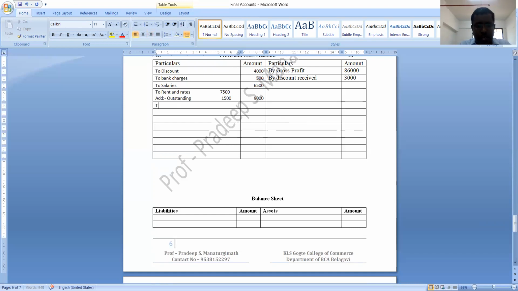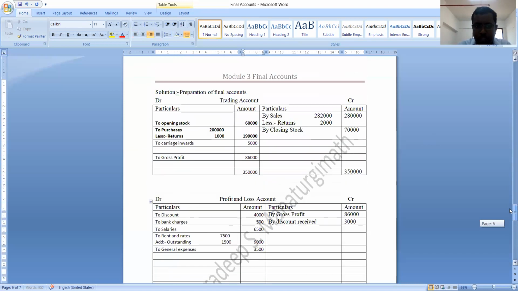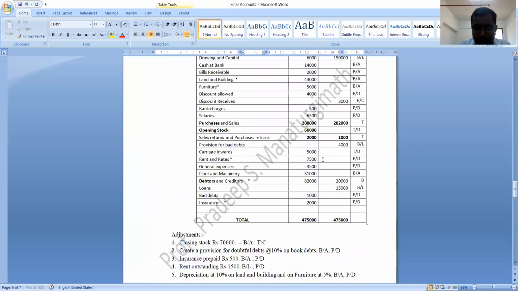What is the next item? There are two items: one is rent and rates, and another one is general expenses, right? General expenses. These are also expenses, and must be recorded on the debit side of the profit and loss account. What is the amount of general expenses? It is 1,500.